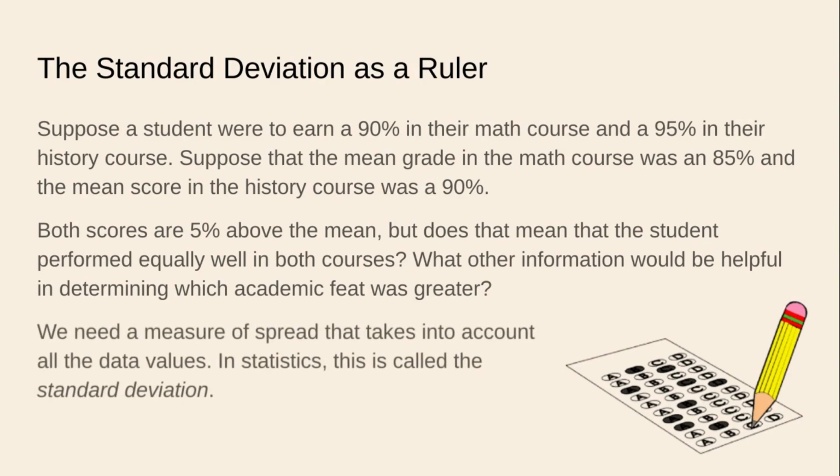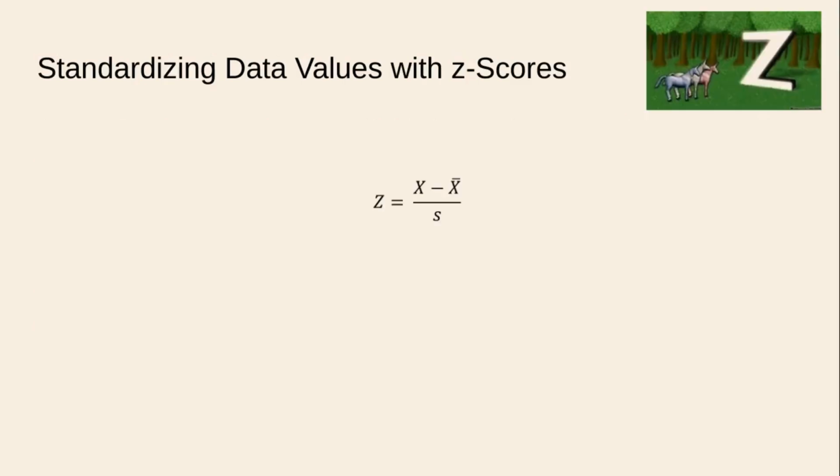Well, we need a measure of spread to answer that question that takes into account all of the data values. In statistics, we call that the standard deviation. The standard deviation is a measure of spread that takes into account all data values, okay? So that is going to be our determining factor for which class we did better in, the math course or the history course, right?